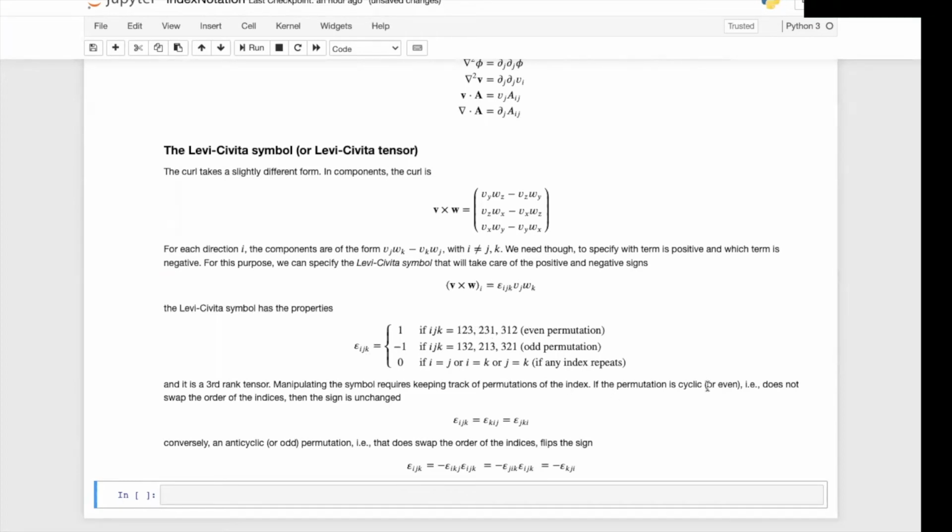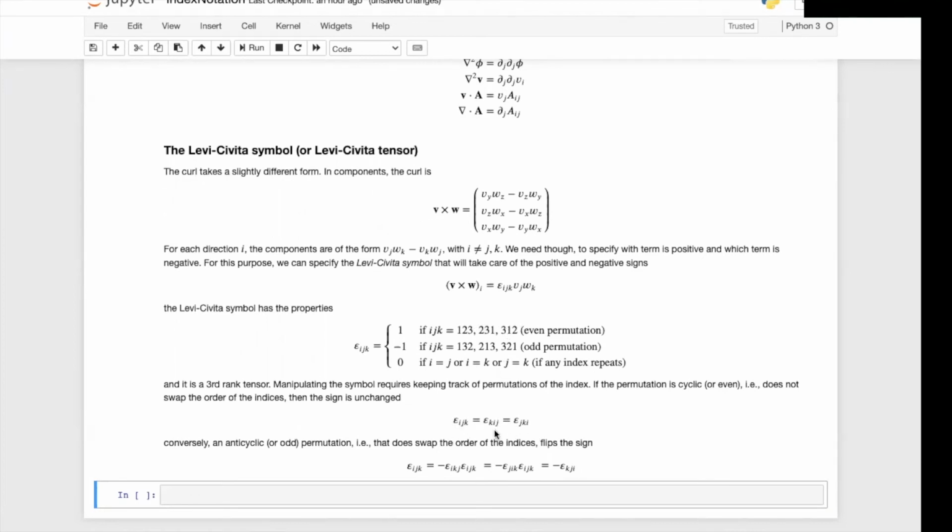So if the permutation is cyclic, you have 1, 2, 3. Again, consider that you have periodic boundaries here, so you can shuffle the 3 to the front. You have 3, 1, 2. And now you can shuffle the 2 to the front, you have 2, 3, 1. So these are even or cyclic permutations. They do not swap the order of the indices. In this case, the sign is unchanged.